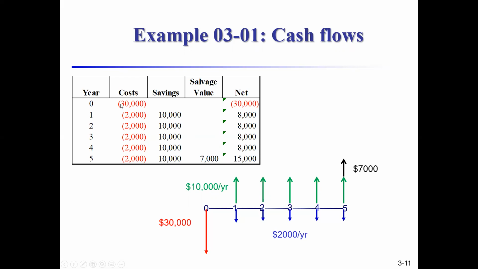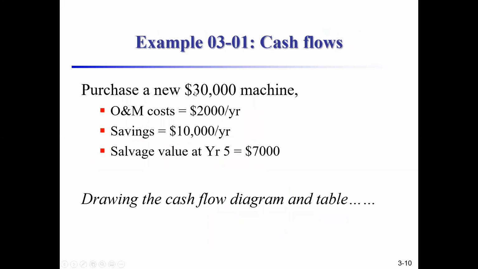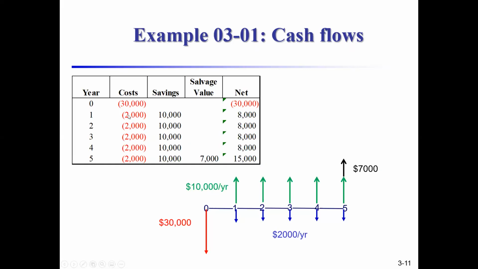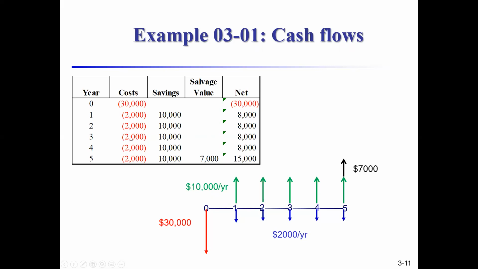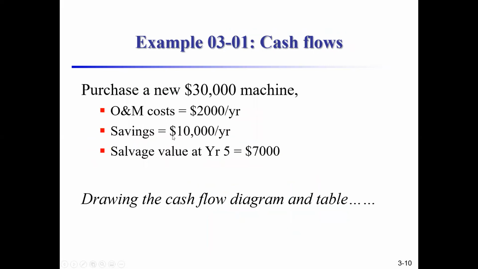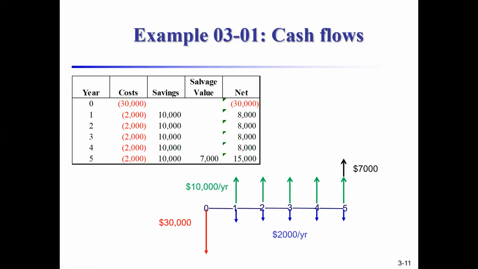We have costs. At year 0, called today, we're going to have to pay $30,000 for a new machine. Every year, we're going to have to pay another $2,000 a year to keep it going for 5 years. We're going to save $10,000 a year from previous operations without the machine. That's the savings here, because we get $10,000 a year that we're not going to have to spend. And then at the end of 5 years, we can sell that machine for $7,000.